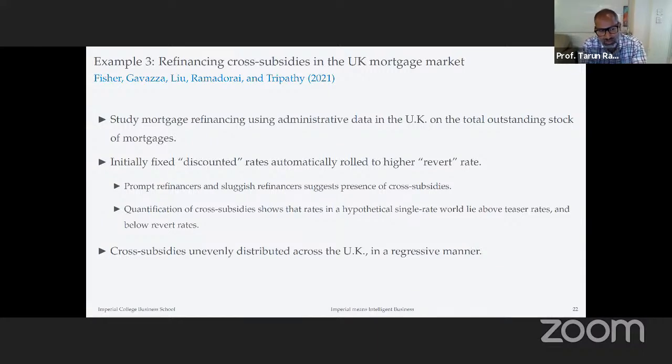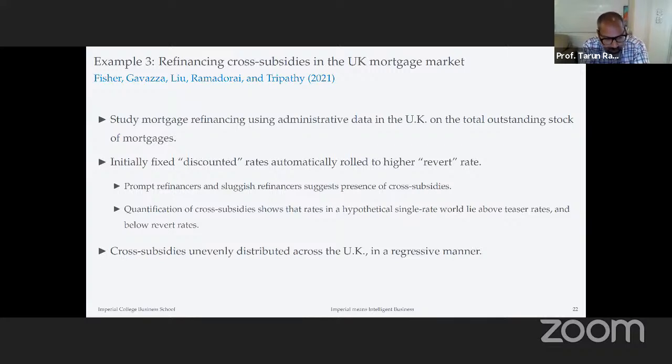And so what we find is that there are both prompt refinancers and sluggish refinancers. This can cause cross subsidies, because if you promptly refinance, you take advantage of lower rates on average across your lifetime. And if you sluggishly refinance, then you're paying a higher average rate across your lifetime. And even providers that are competing with each other will then essentially be able to set a lower average rate, because the sluggish refinancers are passing through savings to the prompt refinancers. And what we quantify is precisely that: that there are these cross subsidies, and that rates in a hypothetical single rate world would lie above teaser rates and below these revert rates.